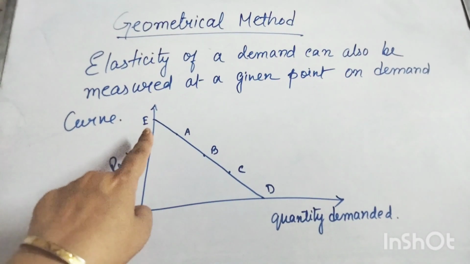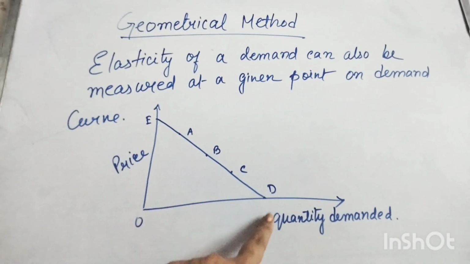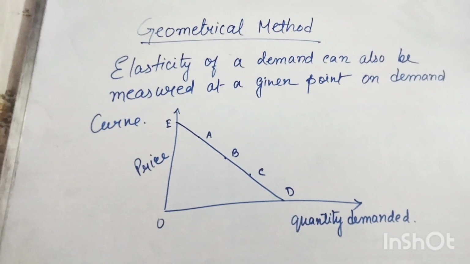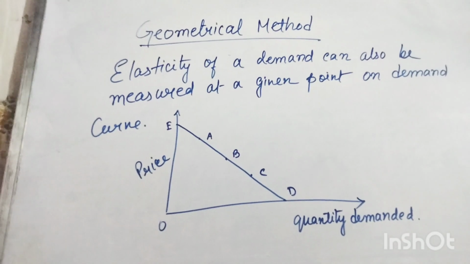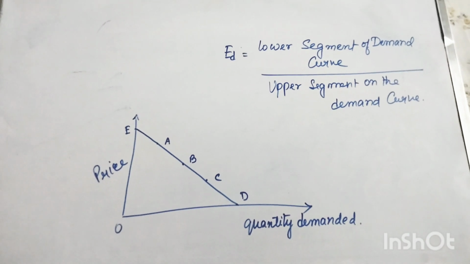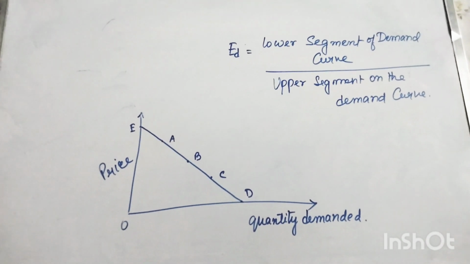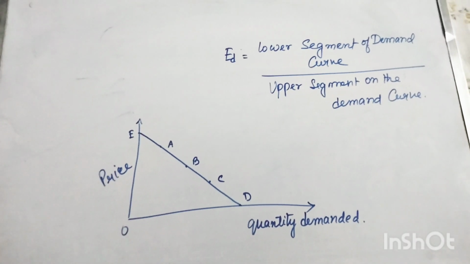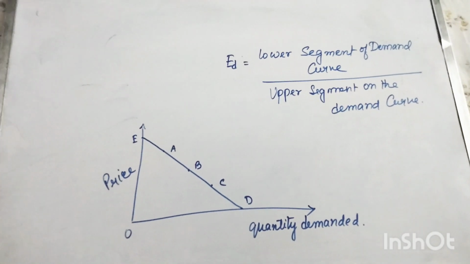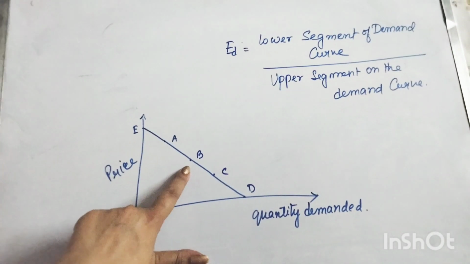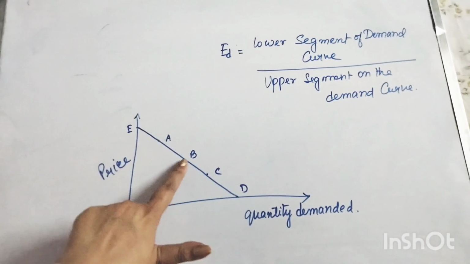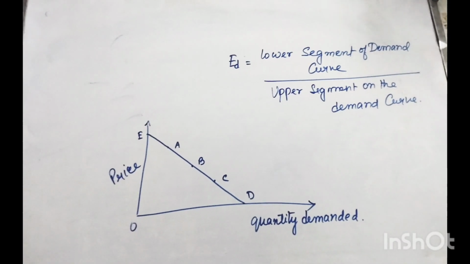Okay, so point E, point A, point B, point C, point D, these are the different points on the demand curve, and each point has a different elasticity. So we are going to measure it. First, let us know what formula we are going to use. ED, that is elasticity of demand, will be equal to the lower segment of the demand curve divided by the upper segment of the demand curve. B is considered as the midpoint here. So this is the lower segment and this part is the upper segment.